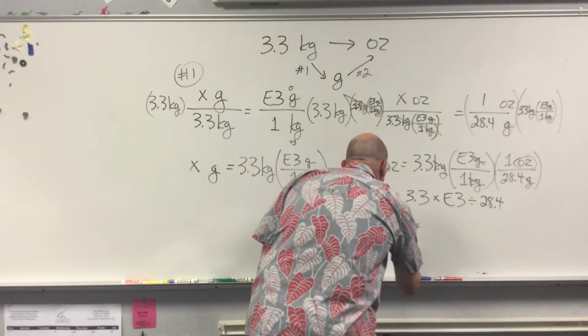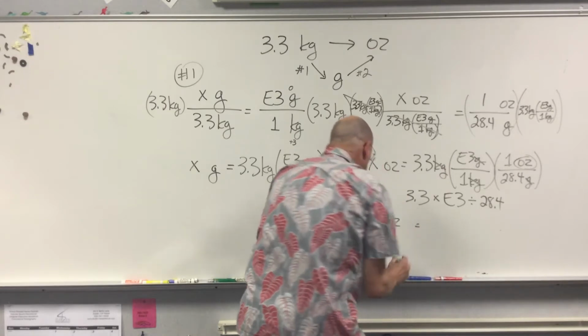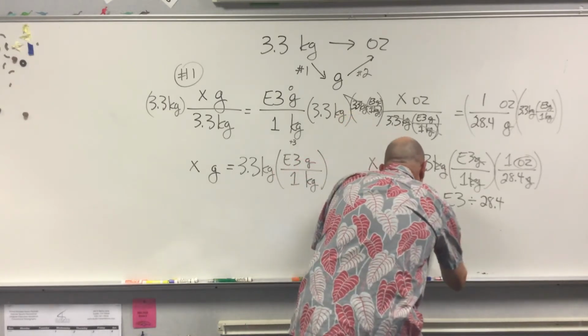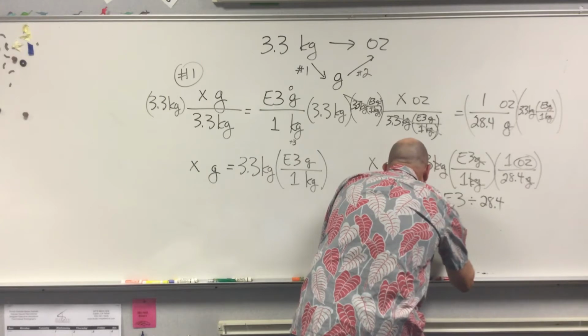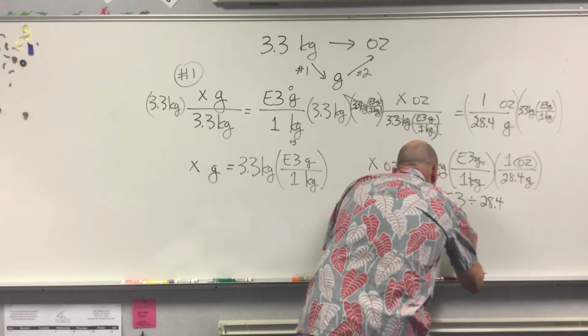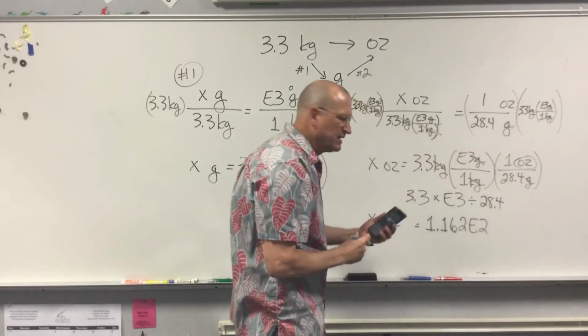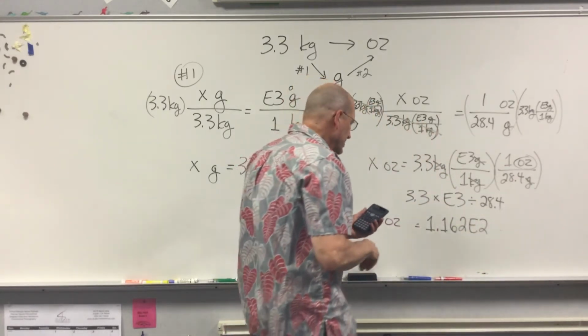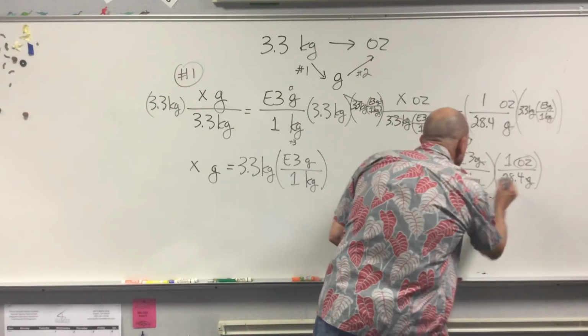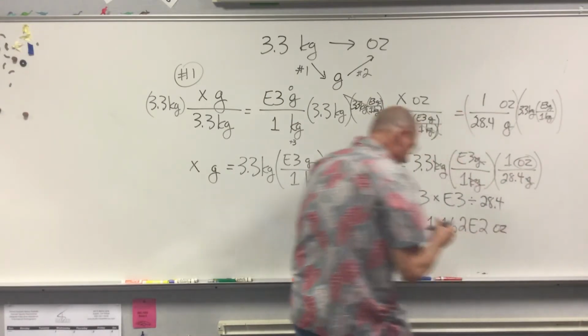So if we go ahead and do that, 3.3 times E3 divided by 28.4, then what this translates to is our X ounces really is a value of 1.162 E2. I tend to leave my calculator in scientific notation, and then the unit on this would just be ounces.